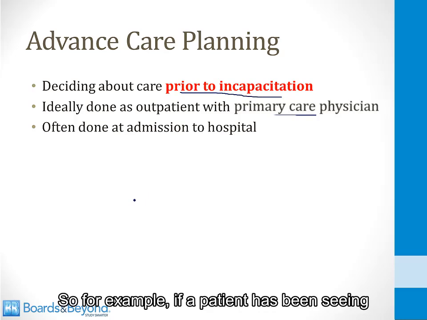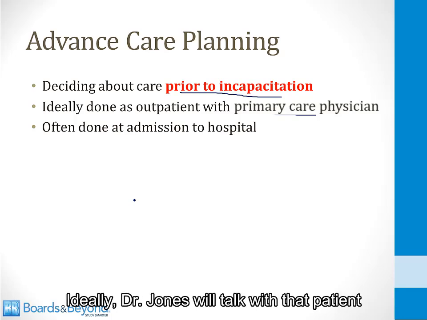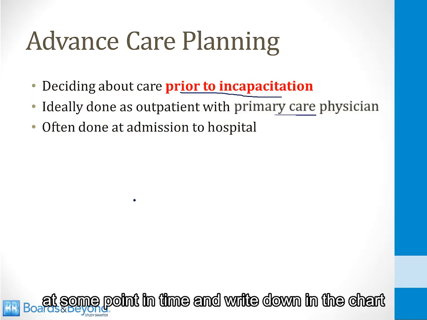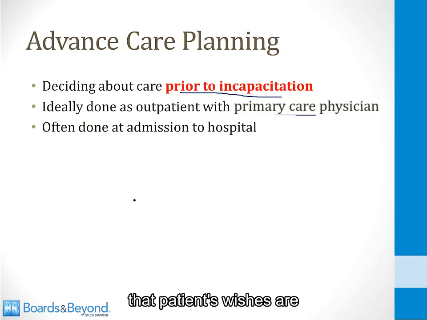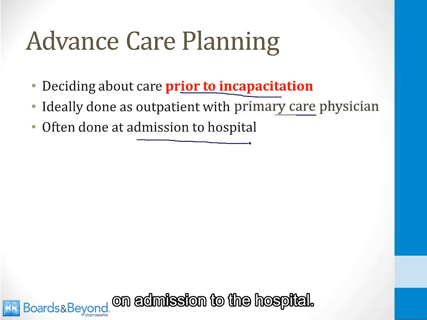So for example, if a patient has been seeing Dr. Jones for primary care for decades and decades, ideally, Dr. Jones will talk with that patient at some point in time and write down in the chart what that patient's wishes are in terms of resuscitation, intubation, and other aggressive care measures. Now, many times this doesn't happen, and in that case, it's often done on admission to the hospital.